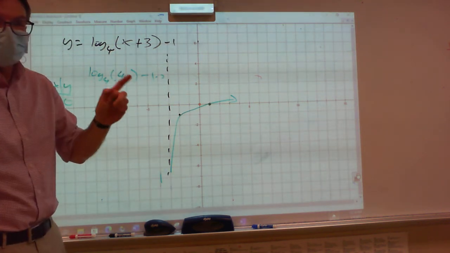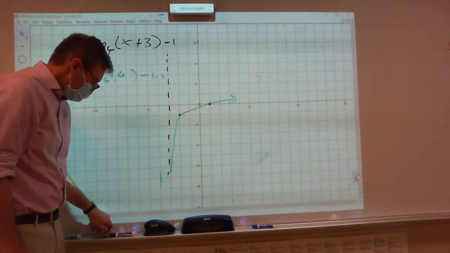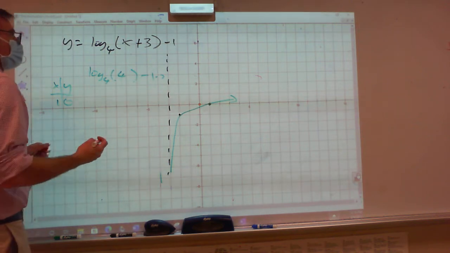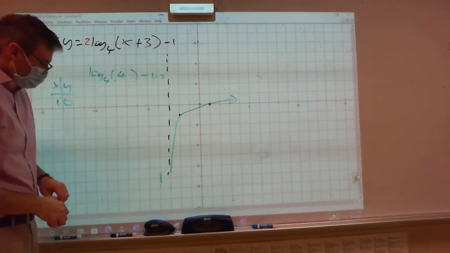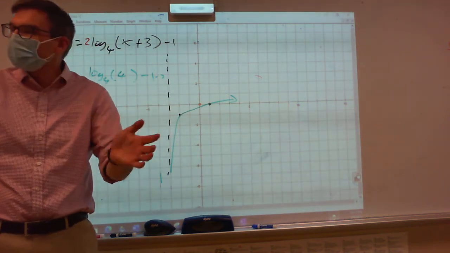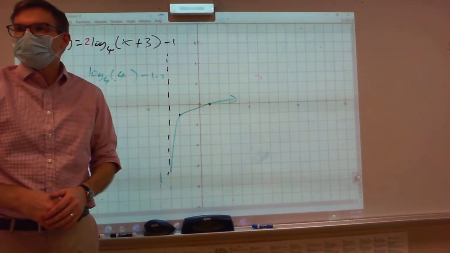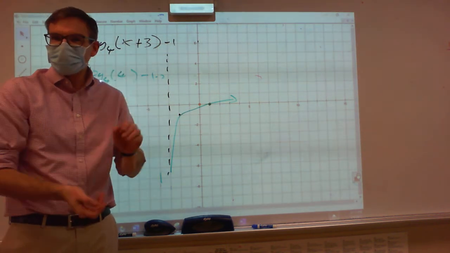And actually, I messed up. This isn't the question I wanted to have. The question I wanted to ask was, what's the graph of this? Now, to be honest, that 2 doesn't change where the special point is. It doesn't change where the asymptote is. All it does is change your graph. It bends it a little bit, right?